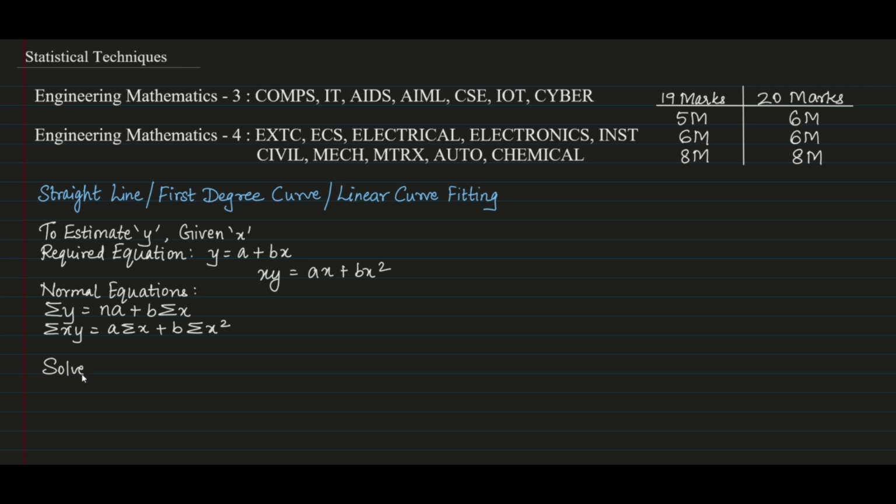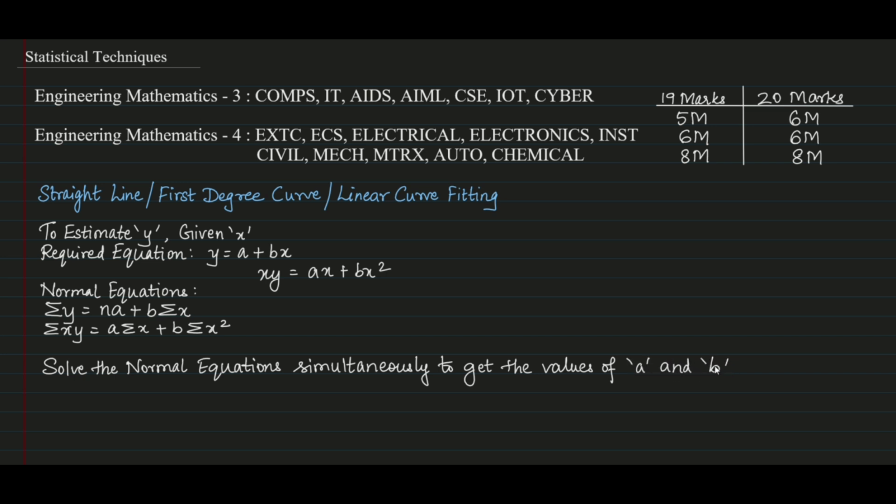So solve the normal equations simultaneously to get the values of a and b, then substitute them and write the required equations.